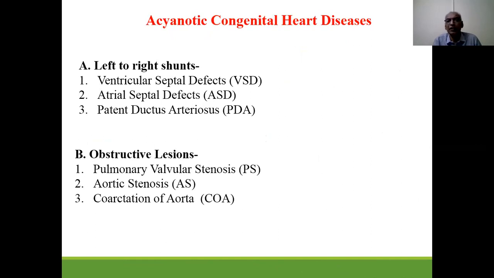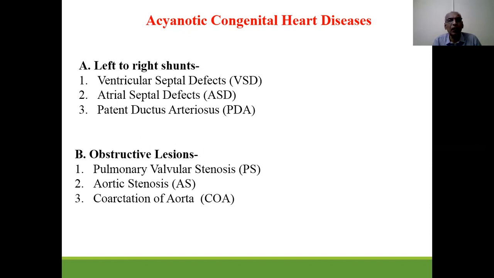Now, congenital heart diseases are broadly grouped into two categories. Whenever cyanosis is present, it is cyanotic heart disease. When cyanosis is absent, it is acyanotic congenital heart disease. Again, acyanotic congenital heart diseases are divided into two groups: one is left to right shunts and the second is obstructive lesions.